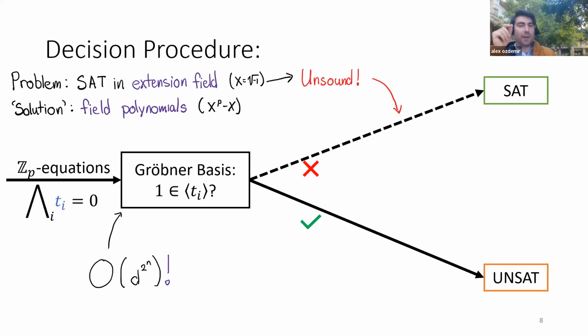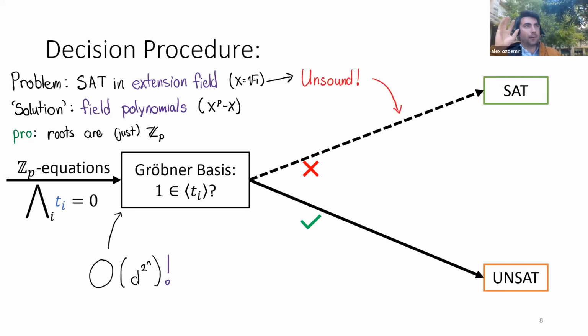It's a polynomial of the form x to the p minus x, where p here is the size of your field, the modulus that you're working with. The interesting thing about field polynomials, the advantage of using them, is that their only roots are in the base field. They don't have any complex roots. And so if you add these field polynomials to your system of equations, it doesn't change which base field solutions exist, but it eliminates all of the complex solutions.